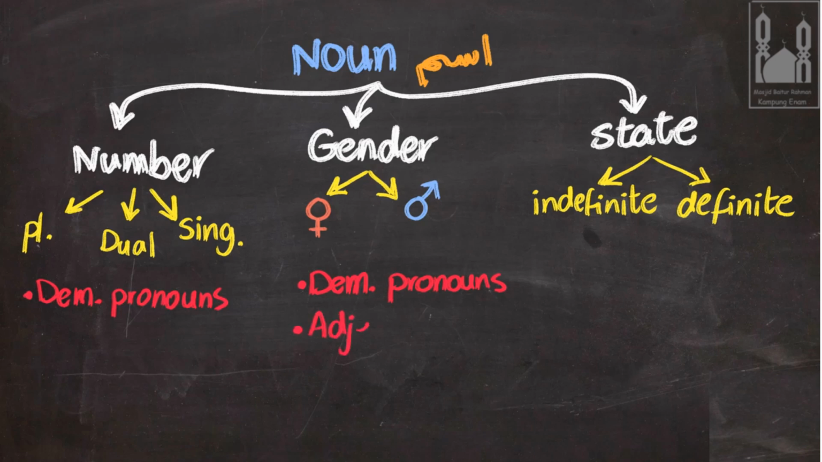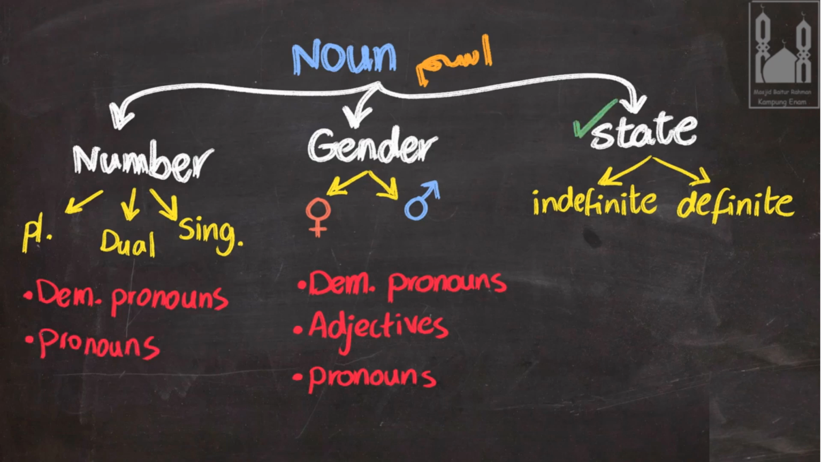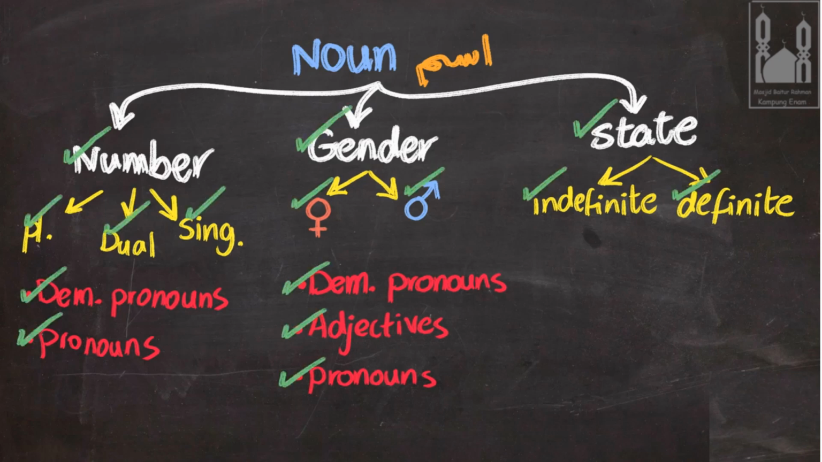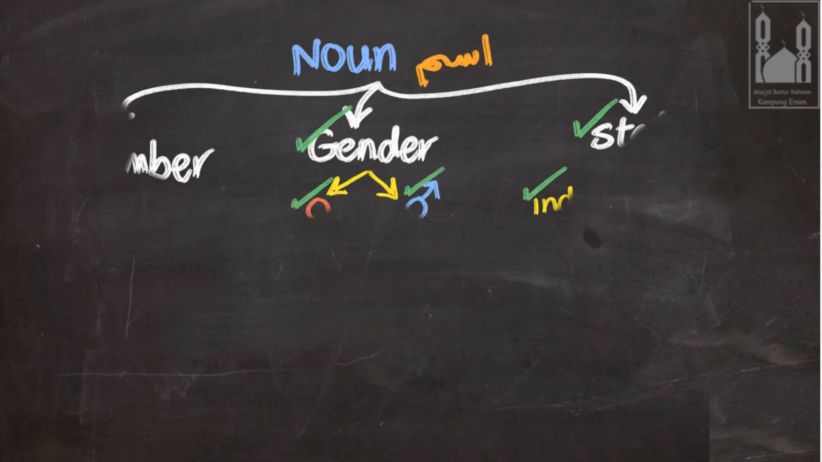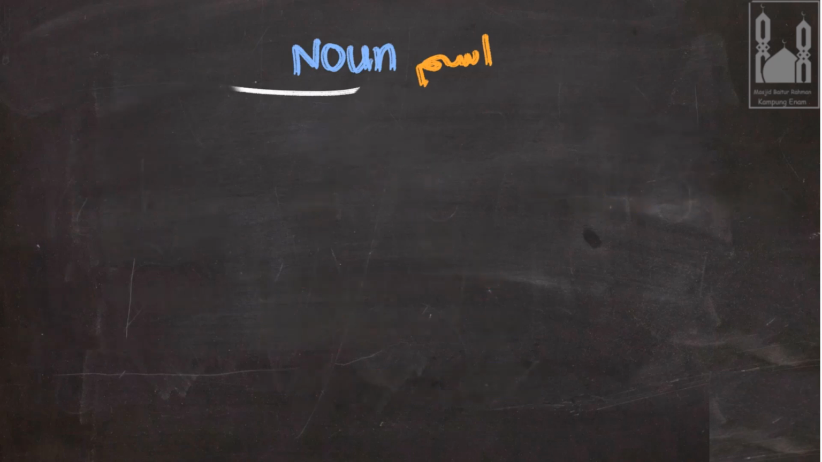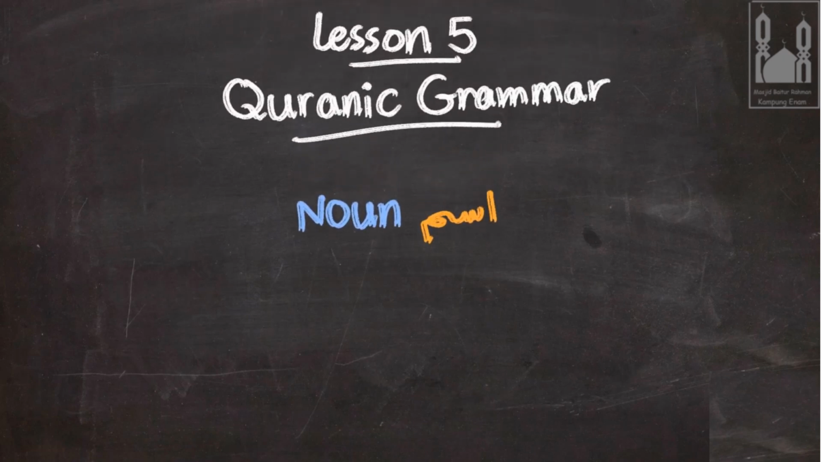Also, using the proper adjectives that agree with the gender of the noun. And finally, using pronouns which can replace the nouns depending on the gender and the number. It is extremely important at this point, before you proceed with this lesson, that you understand all these concepts at 100%, because whatever we'll learn afterwards will be built upon these foundations. So, if all the previously mentioned points are completely understood, then you're ready for today's lesson.